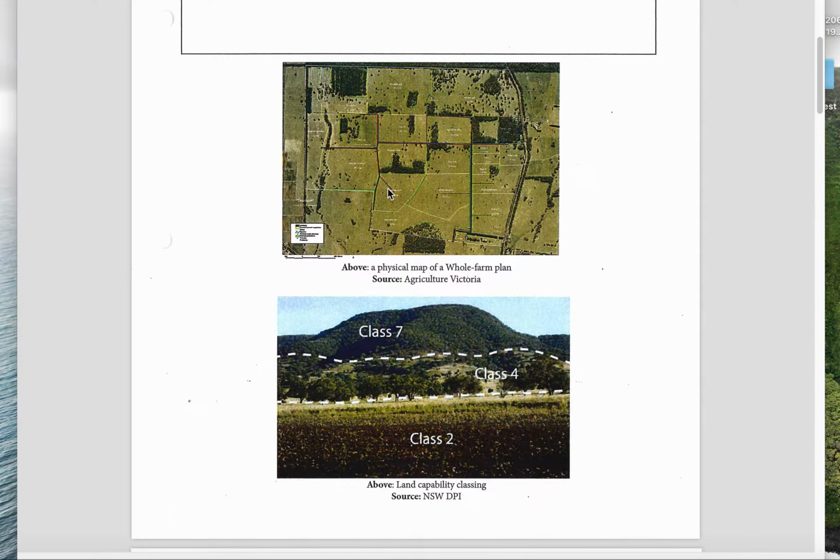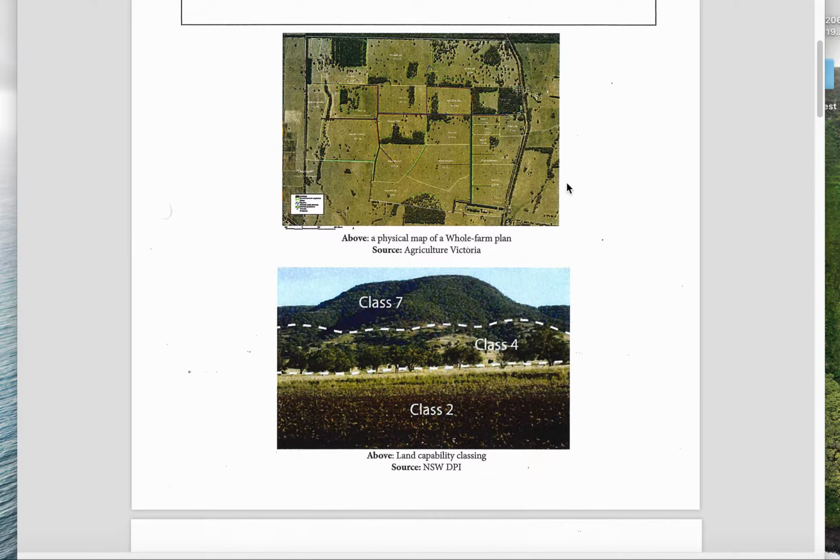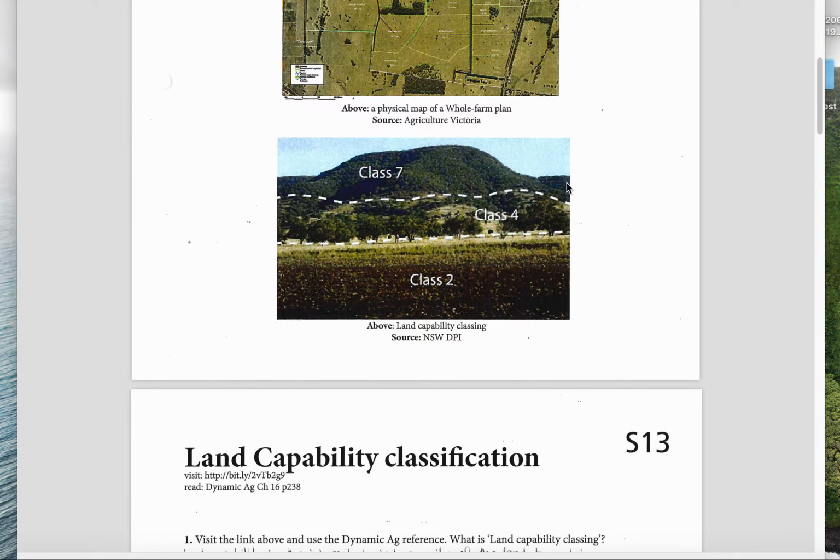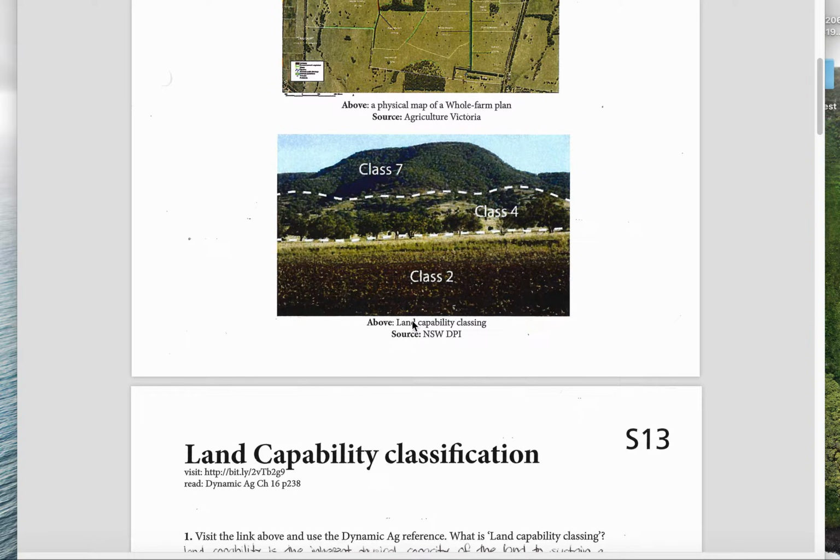So this is an example here of a physical map that's used in a whole farm plan. So a whole farm plan, as you might guess by the name, is looking at all of the aspects of the farm. So this is a physical map, but it also looks at the financial side of things, and also the social, like the workforce and those kinds of things as well. On the other hand, land capability classing is looking at different areas of land and dividing them up purely based on their ability or their productive ability.